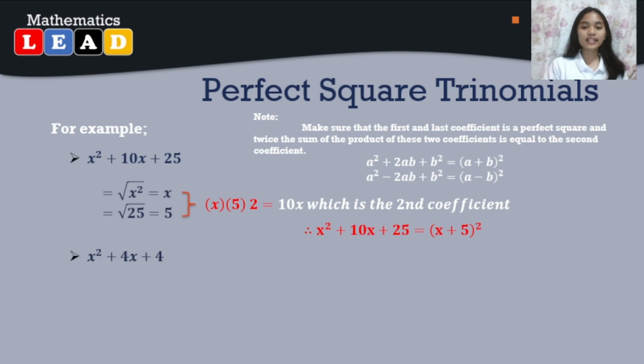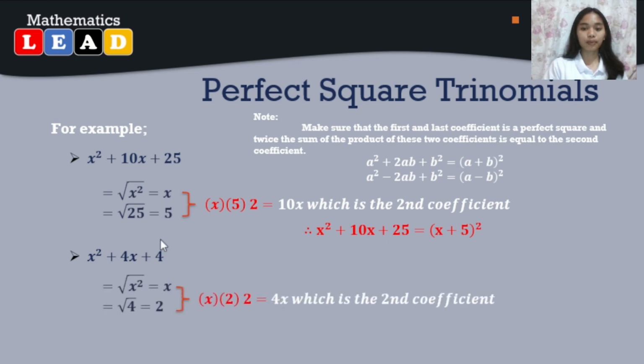For our second example, which is x squared plus 4x plus 4, the same as the first example, we will square root x squared and 4, which are the first and last terms of our equation, and we will multiply it by 2. And if we get the second coefficient, then we can say that it is a perfect square trinomial. So we can say that x squared plus 4x plus 4 is also equal to x plus 2 raised to 2.